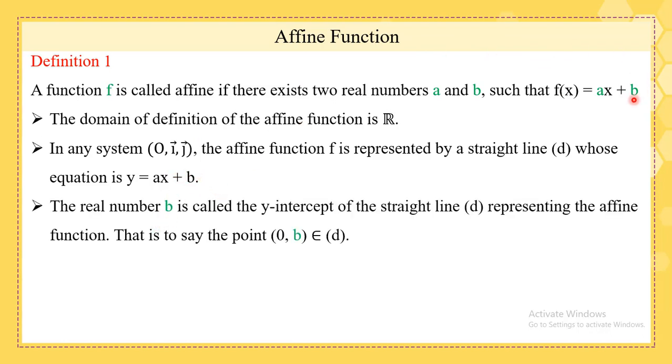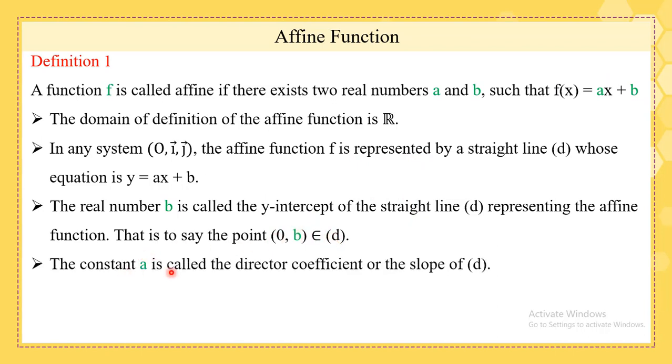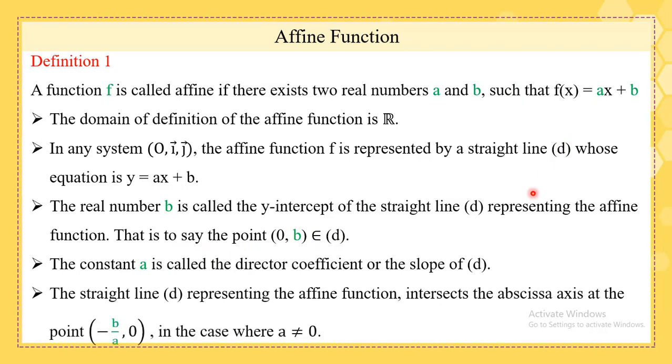b is called the y-intercept. It represents the intersection of D and the y-axis. So the point of coordinates (0, b) belongs to D, and a is called the slope. The line D intersects the x-axis at the point (-b/a, 0), where a is different from 0.